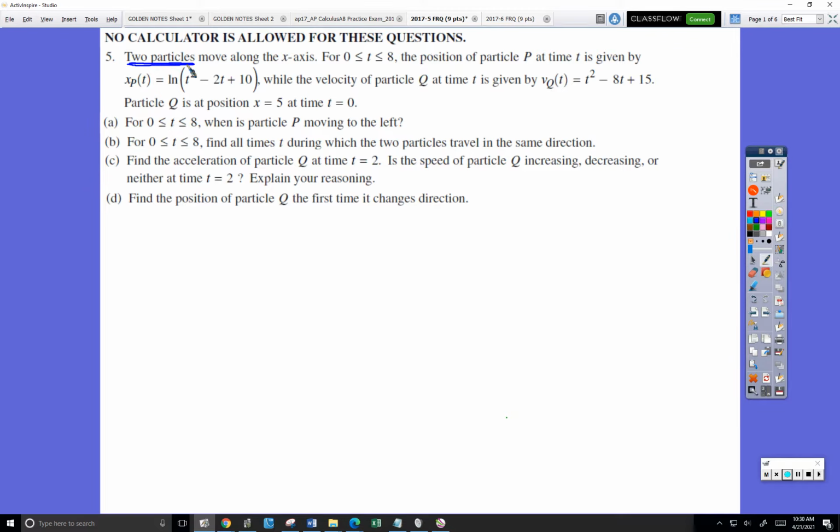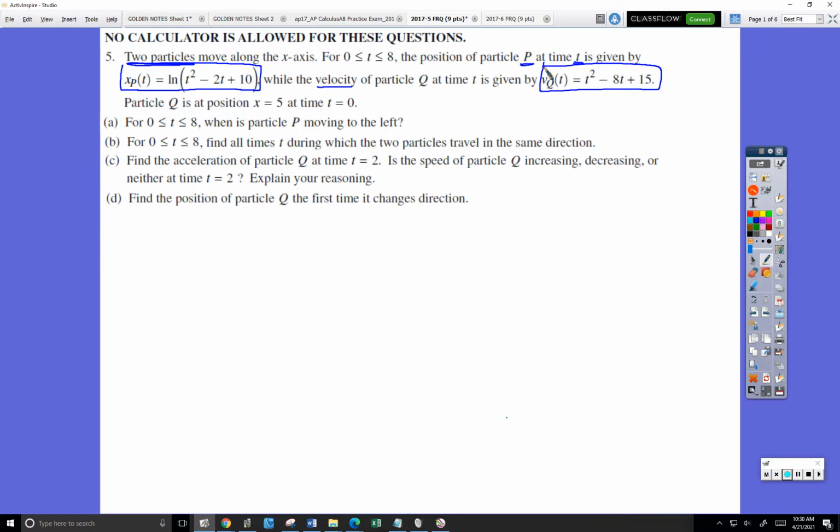Move along the x-axis. The position of particle P at time t is given by this formula. So x sub p of t is this formula. That's my position of particle P. Well, read slow and careful. The velocity of particle Q is given by this.